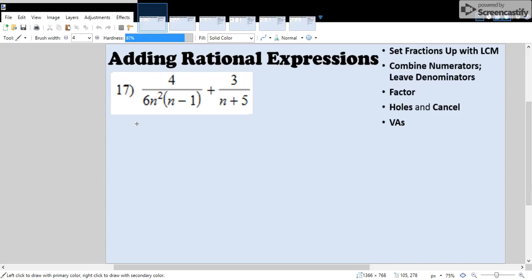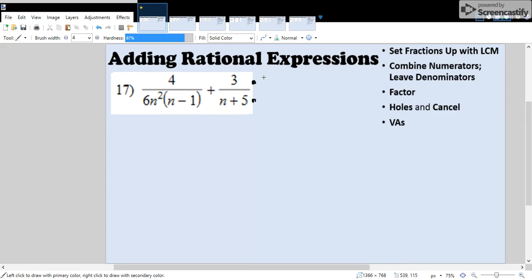On example 17, we're going to first check to see if the denominators are the same. They are not, so we have to set the fractions up using the least common multiple. Well, these both look like they're in their factored forms already, and there's nothing in common, so whenever that happens, you're just going to multiply each of the fractions by the denominator of the other fraction.